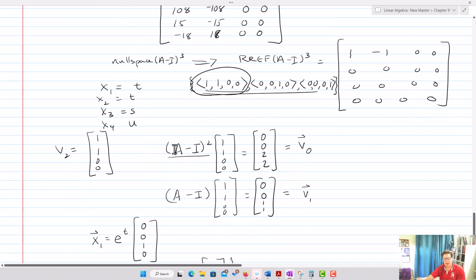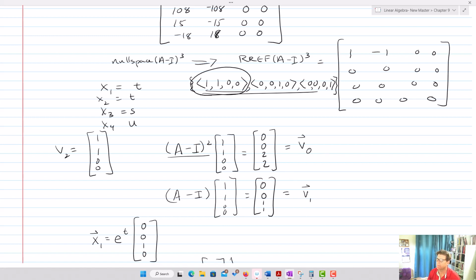And then A minus I squared times our selected vector is going to give me v naught. Then I'm going to drop a power down to A minus I, multiply it by my selected vector, and that will give me my v1. And that is going to give me all the vectors that I need to construct my solution.